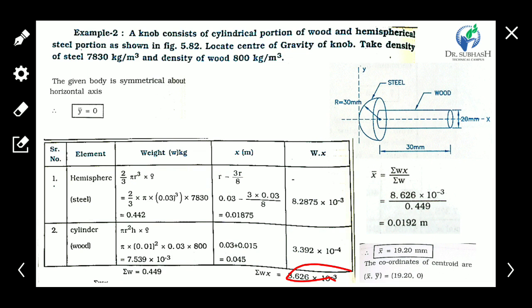Okay, this is the summation of m. Here write m instead of w. Clear that? So this way we can calculate the x bar. The x bar value is 19.20 mm, and y bar is 0.